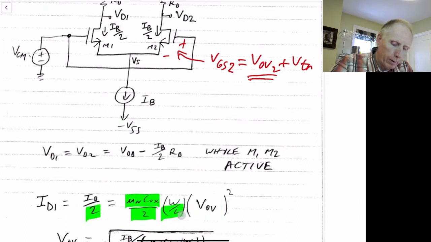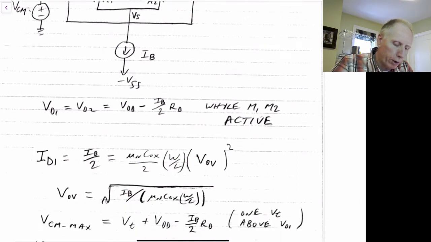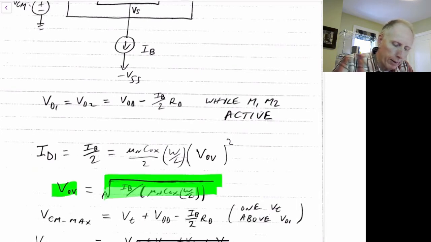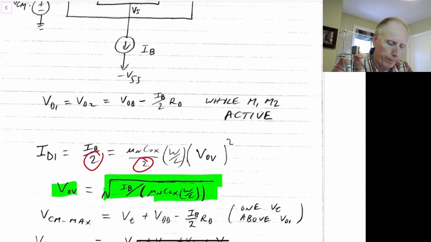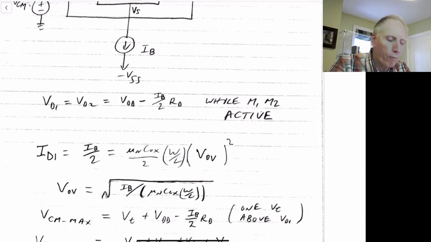So if we solve for the overdrive voltage, we end up with the overdrive voltage given by this equation here, where this 2 term has been cancelled with this 2 term here. So this becomes the overdrive voltage for the case when half the current is going into transistor 1 and half the current is going into transistor 2.